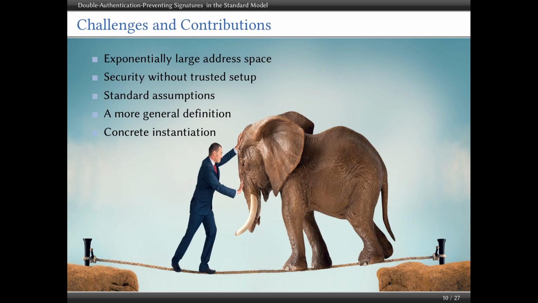I am not sure that we have moved an elephant like this, but to be more realistic, here is what we have done in this paper. We have designed a general DAPS construction, which can support an exponentially large address space. It is also secure in the untrusted setup, where the malicious signer can also generate the keys. And it is in the standard model, which means that there is no random oracle assumption. We also have generalized some definitions to be more realistic. And finally, we give a concrete instantiation for our general construction.